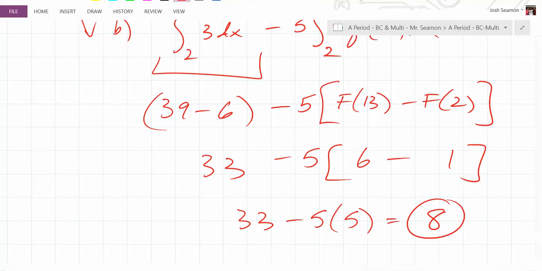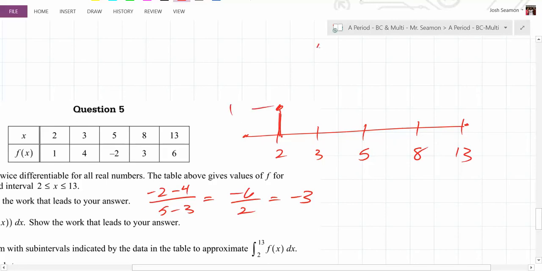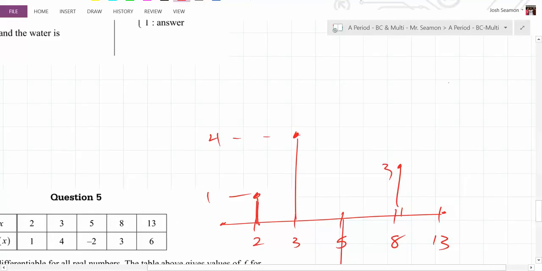Okay, just making sure. You do the left endpoints, right? What I like to do, because I always get confused at what I'm looking at, is plot the points. We have 2, 3, 5, 8, and what? 13. So there's the point 2, 1, right? What's 3 at? 4, and then 5 is at minus 2, and then 8 is at 3, and then 13 is all the way up here at what?